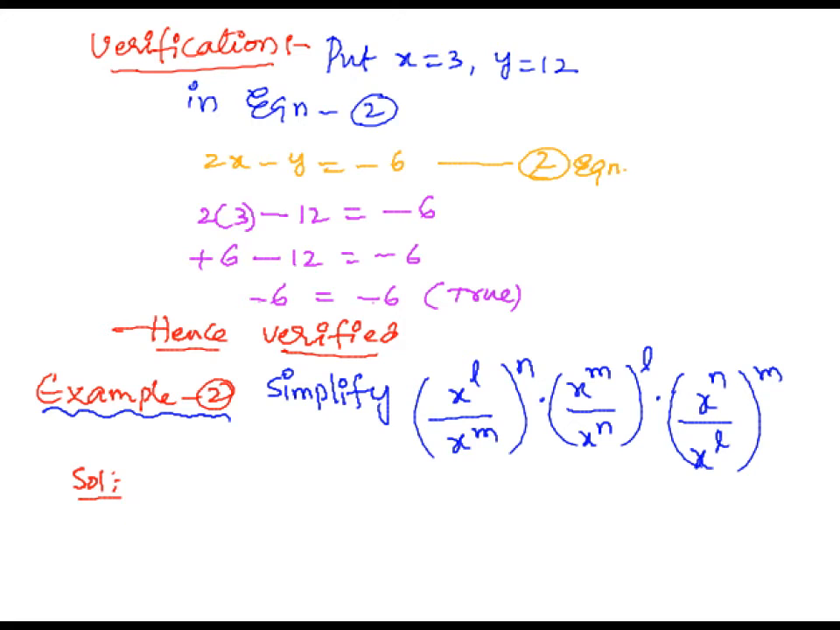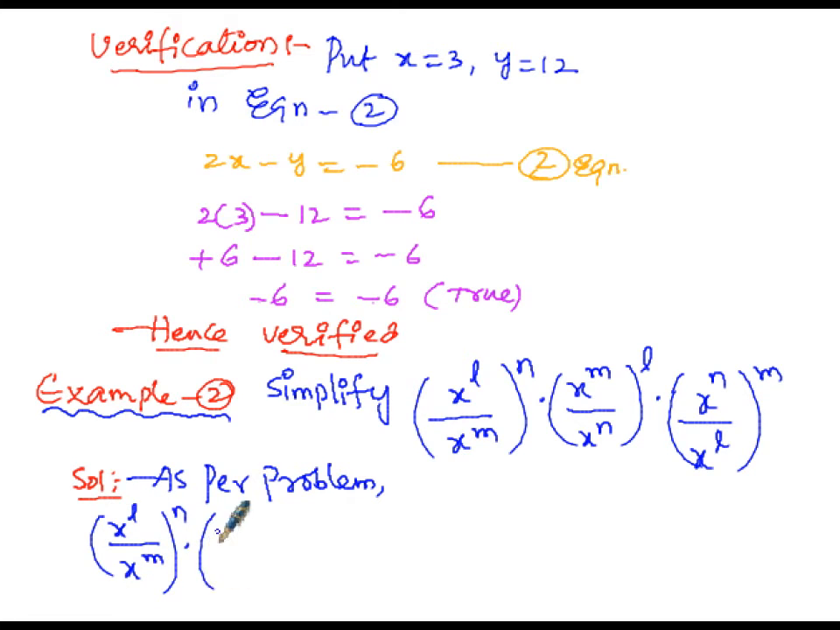So as per the problem, x power L divided by x power m whole power n into x power m divided by x power n whole power L into x power n divided by x power L whole power m is given for us.